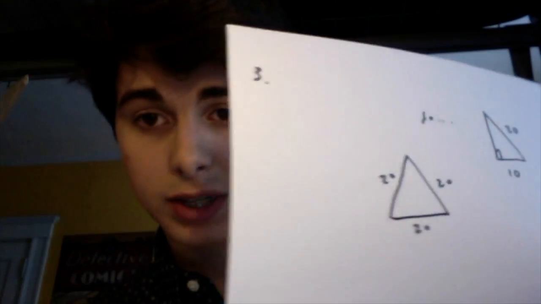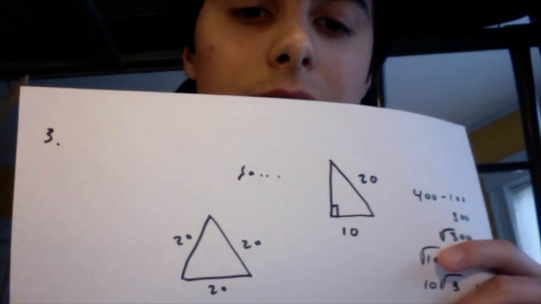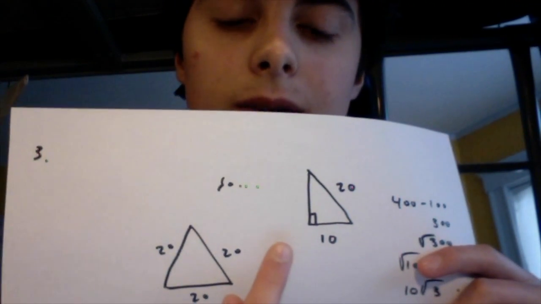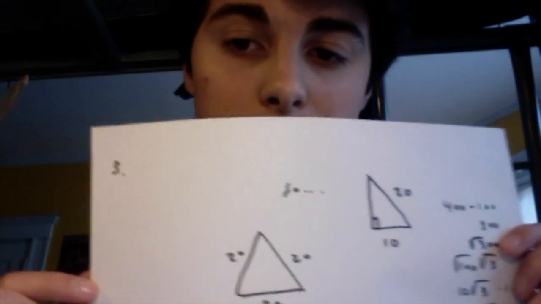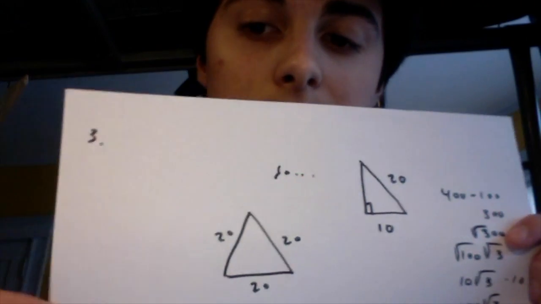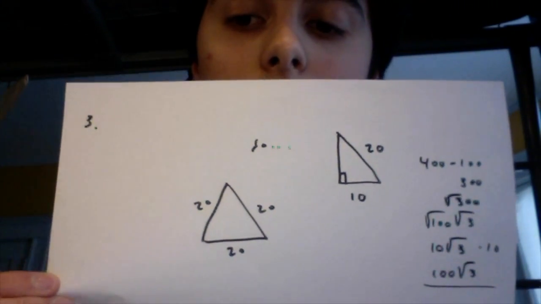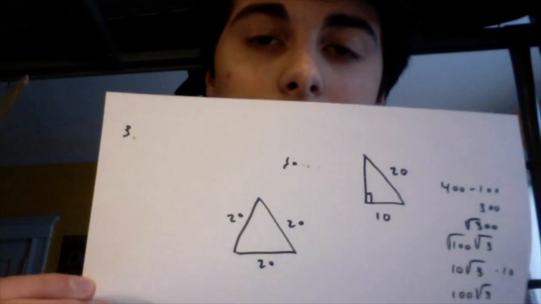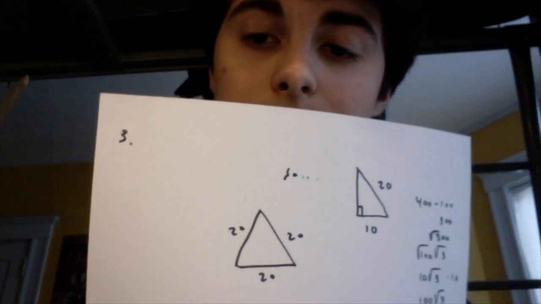So it's 20 on all sides, divide it into a right triangle, bring down the perpendicular bisector. So we have 10 on one side with the hypotenuse of 20. And now we're going to do this right. 400 minus 100 is 300, root 300, which is root 100 times root 3, which is 10 root 3. Then the side length is 10 root 3.